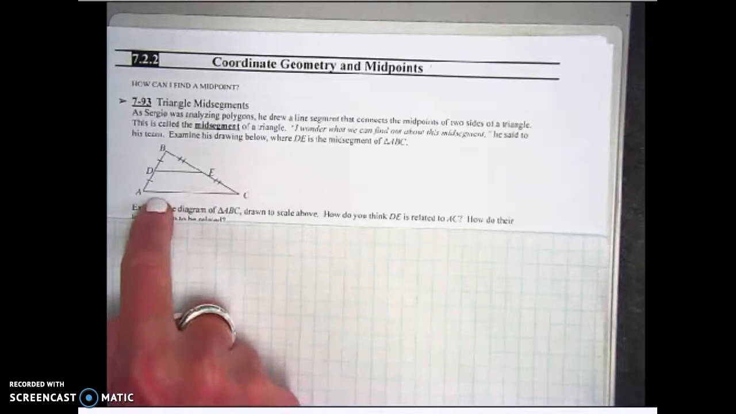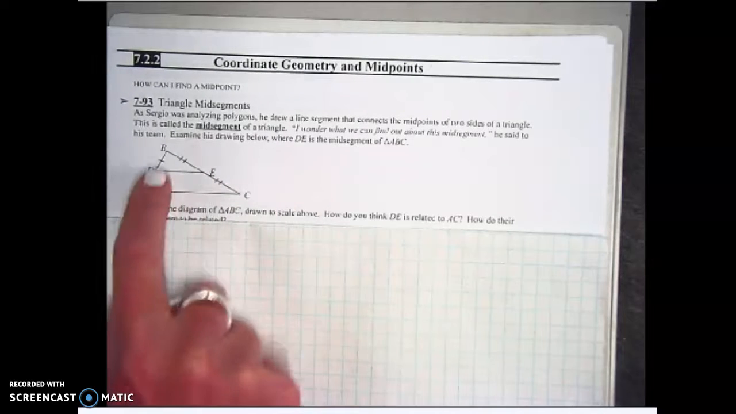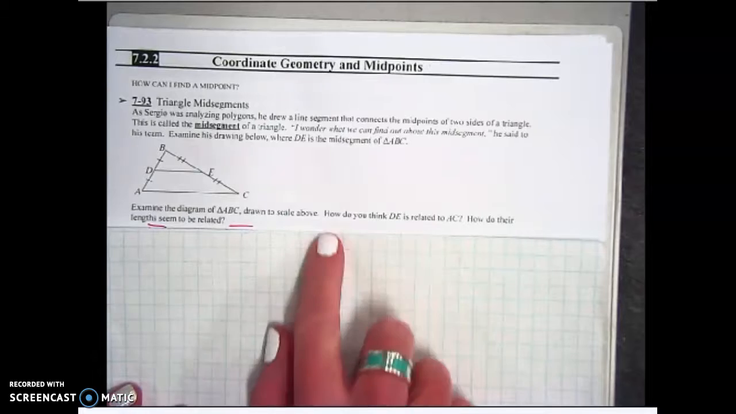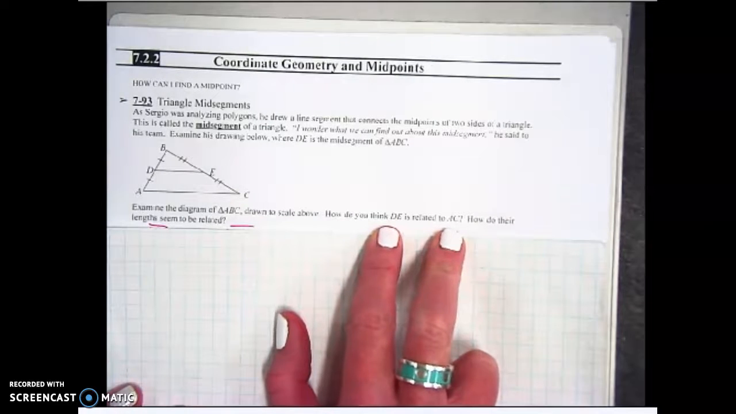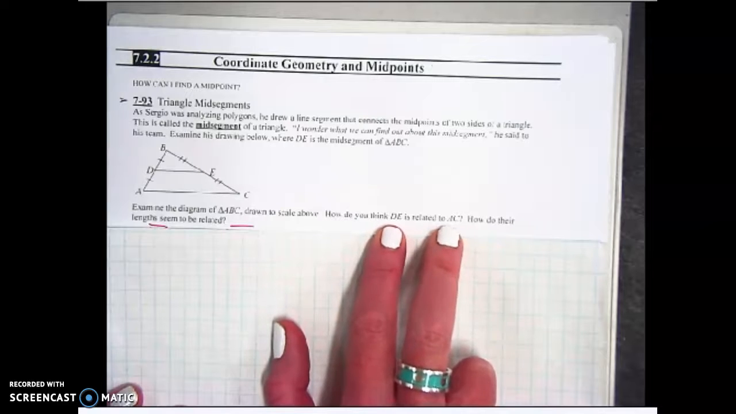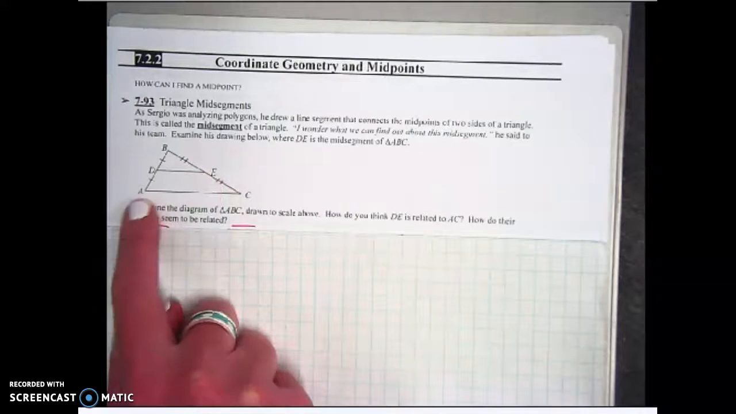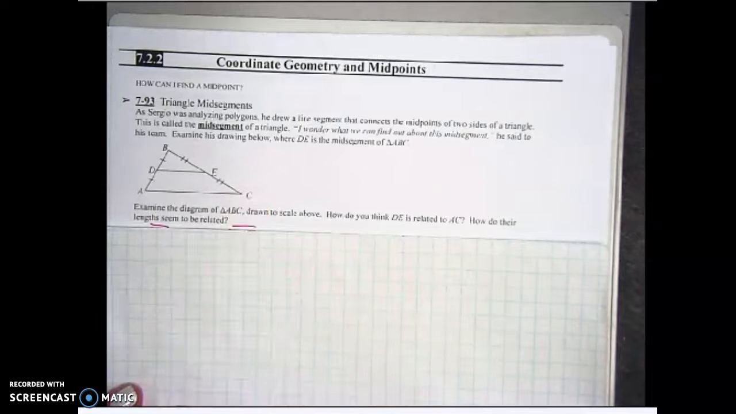So the triangle's on the outside. Here's triangle ABC. And this segment from the midpoint here to the midpoint here is called the mid segment. All right? How do you think DE is related to AC? Anybody have a good guess? Educated guess? Yes, sir.